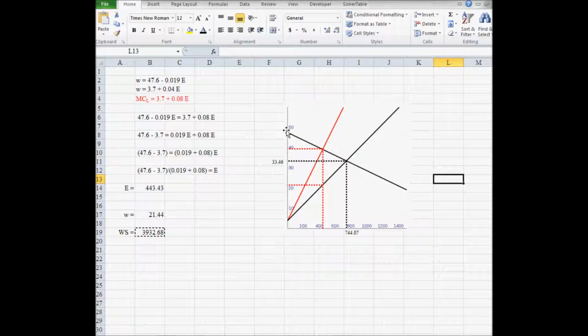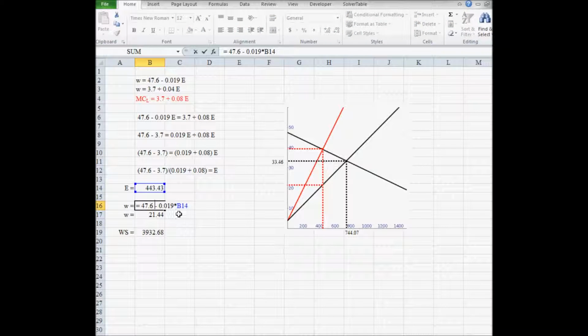Firm surplus is the area of the trapezoid that goes from the wage up to the labor demand equation. So it's this trapezoid right here. And the area of the trapezoid is the average of this height and this height times the employment level. So we have to calculate this value. To calculate this value here, we plug the employment level of the monopsonist into the labor demand equation. When we plug the employment level, B14, in the labor demand equation, we get 39.17. So this height here is 39.17.